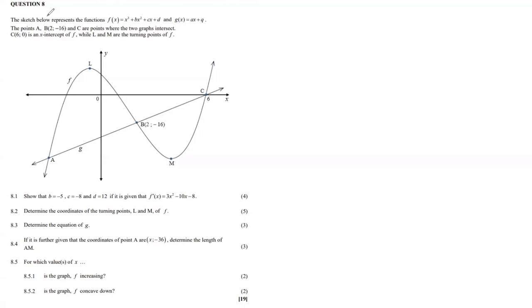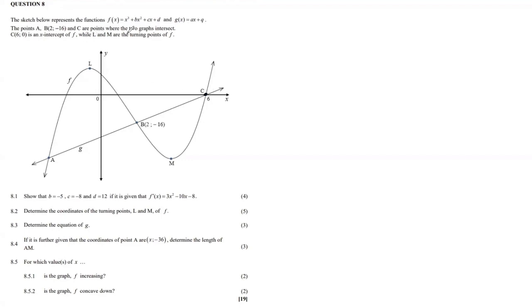Okay, so we have question 8. It says the sketch below represents the function f of x equals x cubed plus bx squared plus cx plus d, and g of x equals ax plus q. The points A and B, which is given as (2; -16), and C are points where the two graphs intersect. C has the coordinate (6; 0), which is an x-intercept of f. You can see it here.